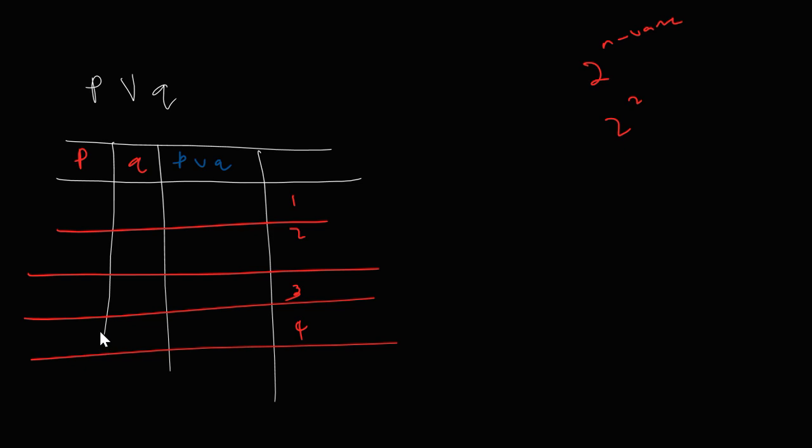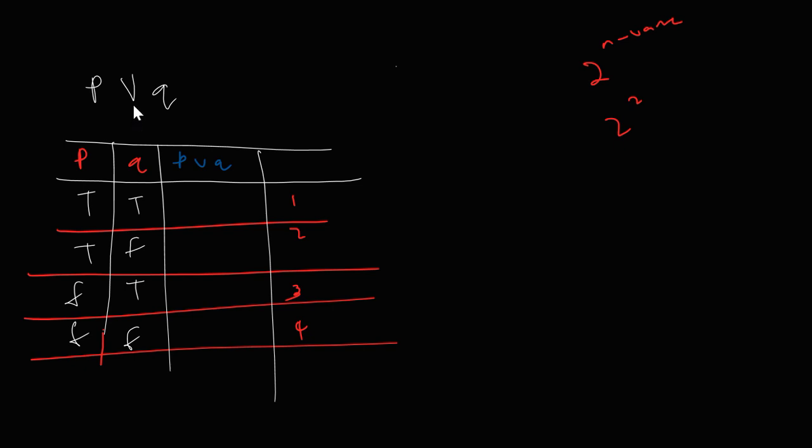To make sure that I cover all the possible solutions, Q could be true or false, true, false, and P can be true, true, false, false.